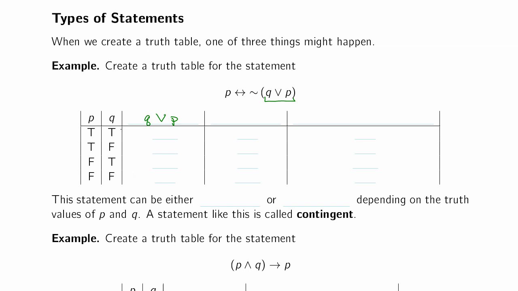So when they're both true, OR is true. When only P is true, OR is true. When only Q is true, OR is true. But when they're both false, that's when OR is false.